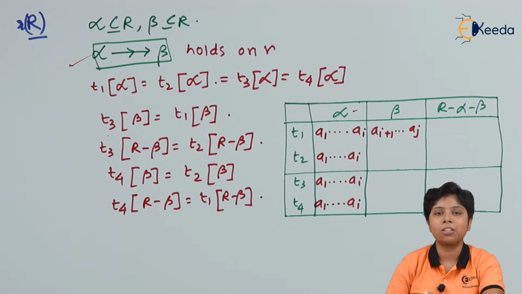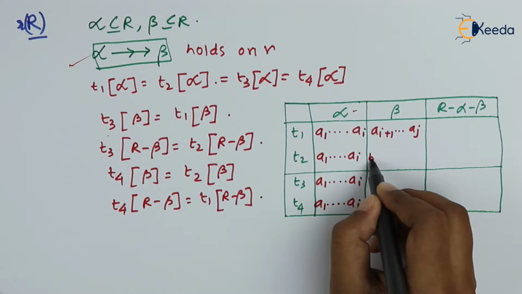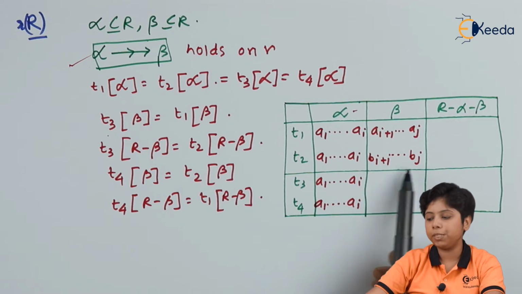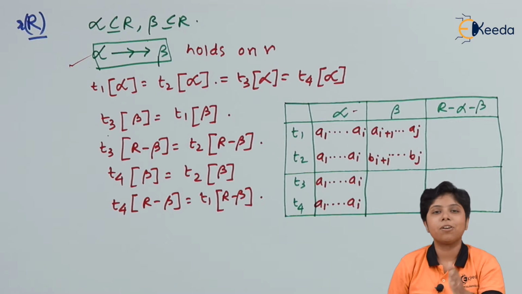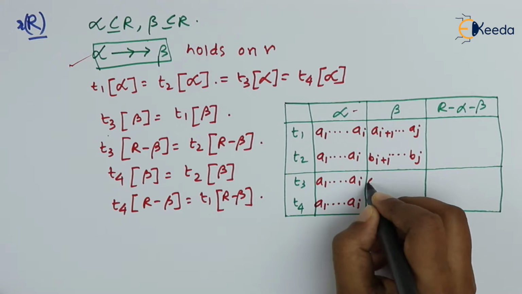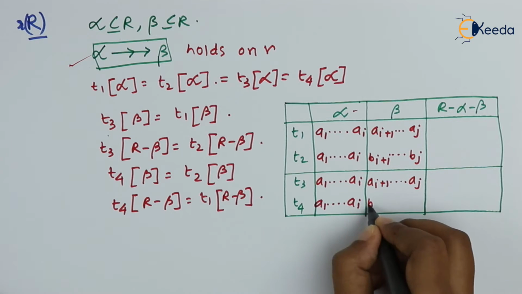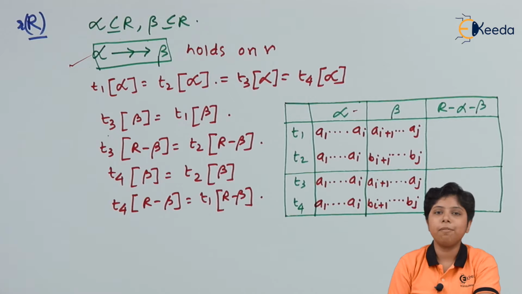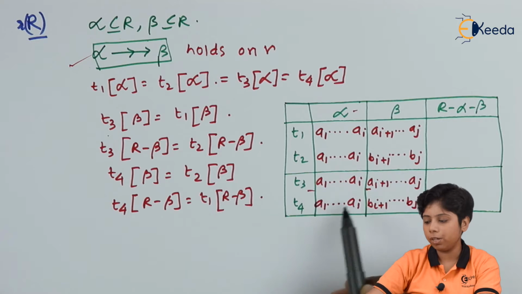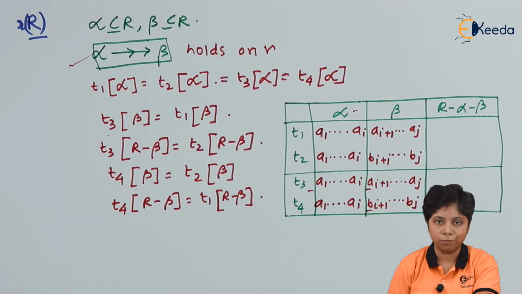That means the tuple has got multiple values. But see, we are not using bi to bj, we are using bi plus 1, because till the ith value we have considered the ai of that particular alpha, and beta does not exist before bi plus 1. The same goes with t3 and t4, because if there is an A with t3, then there should be another value for t4.